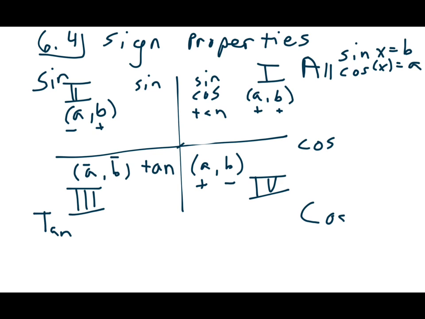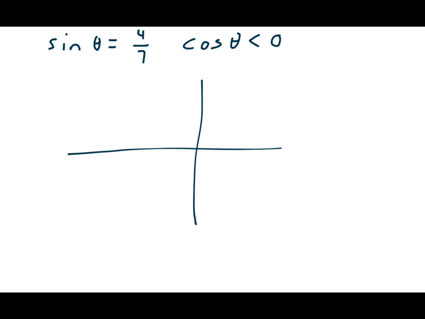Okay? Now, what does that give us? Well, we can use something called reference angles. What reference angles are is we're given a value, say we're given sine of theta equals 4/7. We're not given theta, we're actually just given what it equals. And say cosine of theta is less than 0, so it's negative. So the only place where sine is positive and cosine is negative is in the second quadrant. So we're over here. Okay?